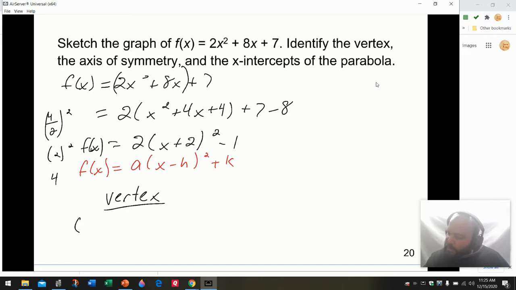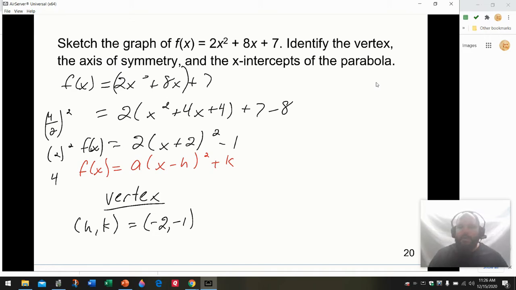The vertex is always (h, k). So in this case, the h is -2. And the reason why it's a -2 is in the formula, it's supposed to be a minus. So we would have had to put a -2 in for h to get that minus to cancel. So it's -2, and then the k is what you see there, which is -1. So the vertex is (-2, -1).